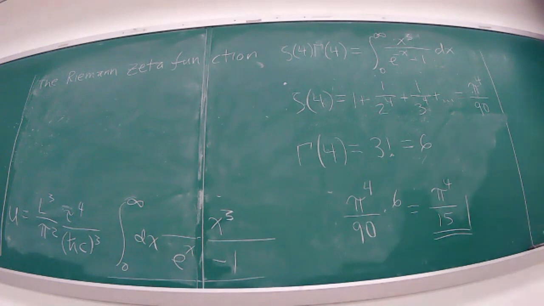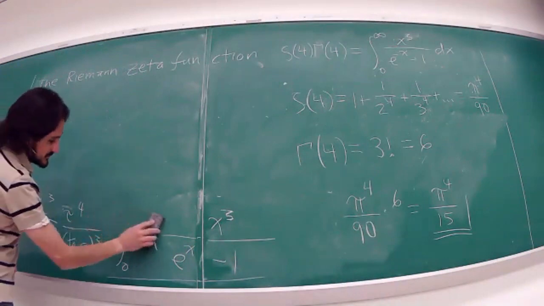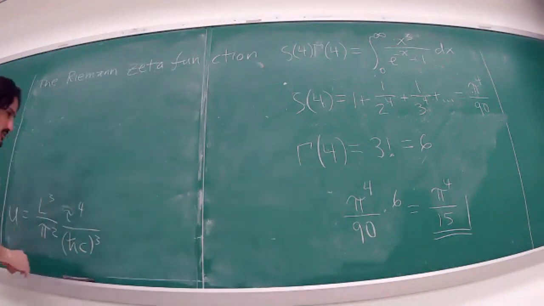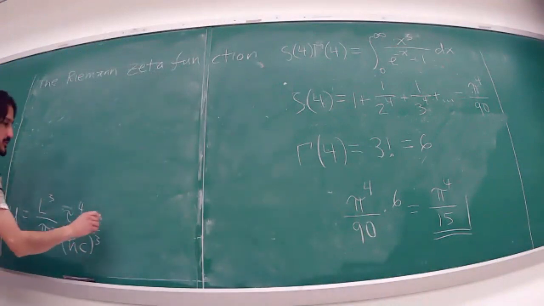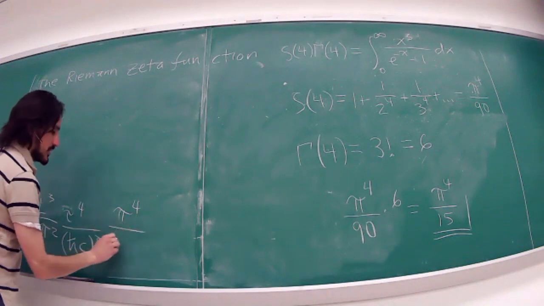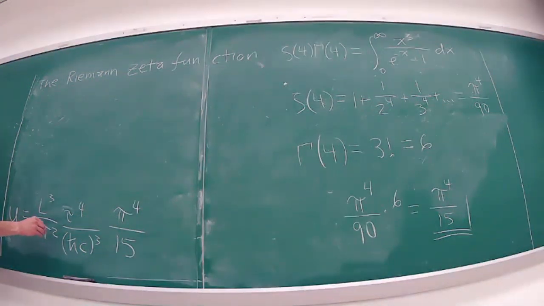Okay, so it gets worse, believe me. But this one is not too bad. It's a constant. Pi to the 4th power divided by 15. Awesome. So now we can get rid of this pi squared. And this will become pi squared.